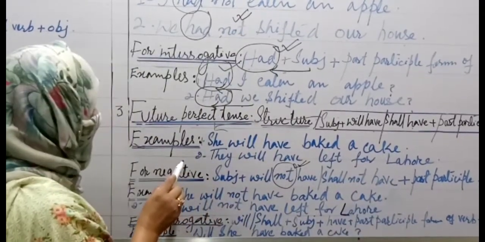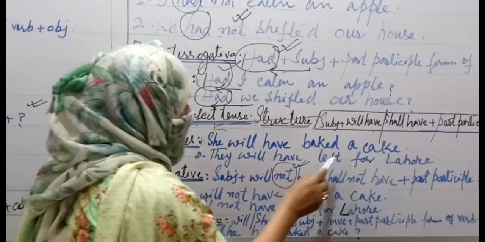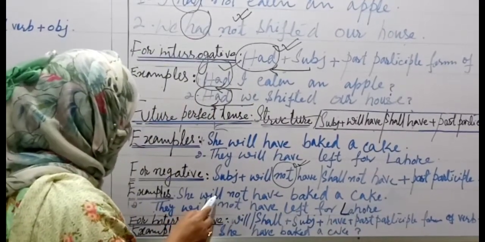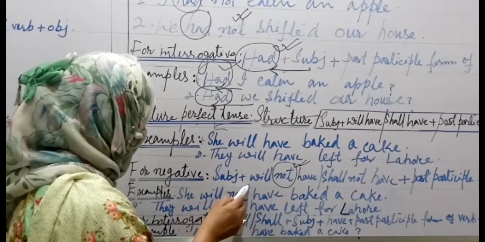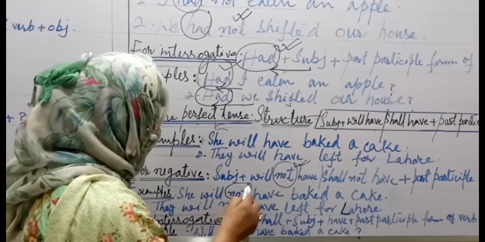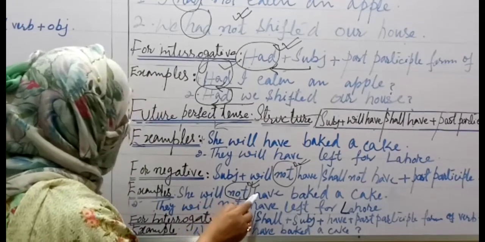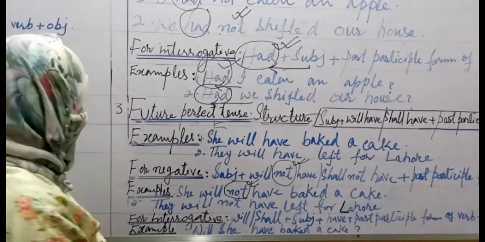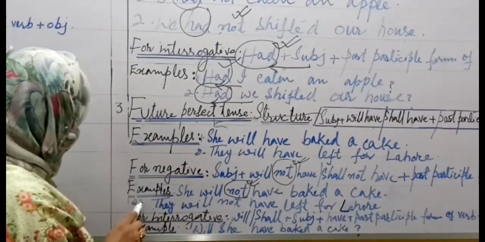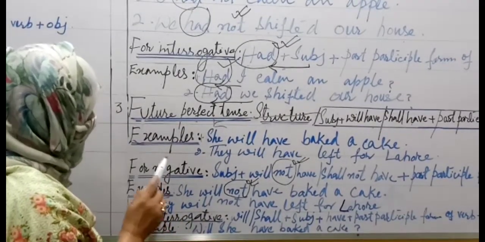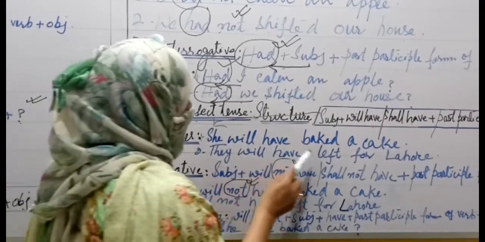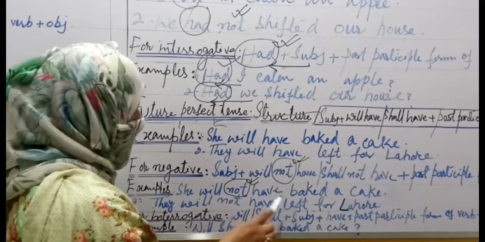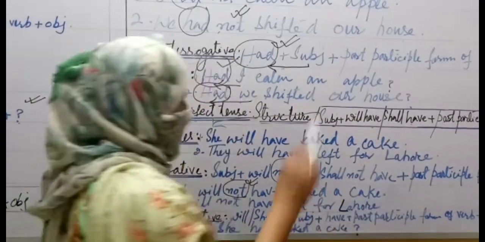Next example: They will have left for Lahore. Now I am going to make it negative just after "will", that is, we will put "not" in between "will" and "have". She will not have baked a cake. Okay, beta? Let's move towards the next example. They will have left for Lahore. If you make it negative: They will not have left for Lahore.